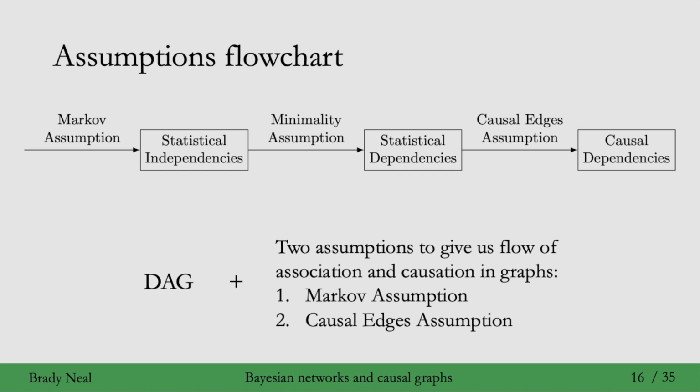And the reason I don't talk about minimality here is because the first part of minimality is the Markov assumption, and the second part of minimality is subsumed by the causal edges assumption. That's because if a parent is a direct cause of its child, we have that causal dependence is flowing between those two. So statistical dependence must also be. That's the sense in which the second part of the minimality assumption is subsumed by the causal edges assumption.